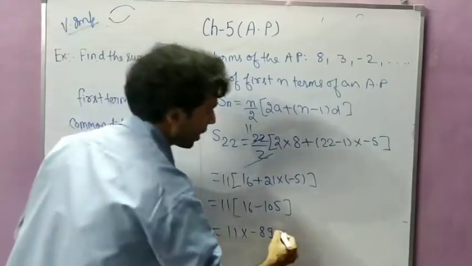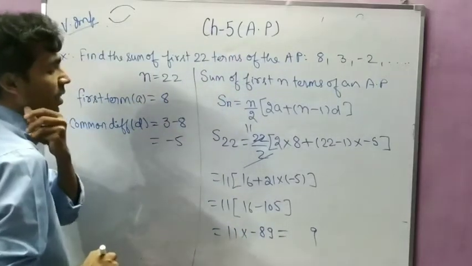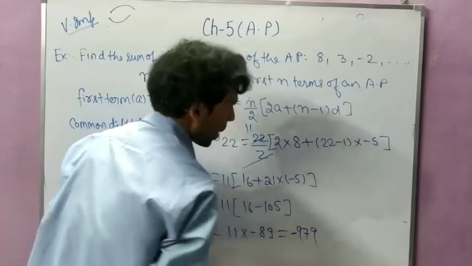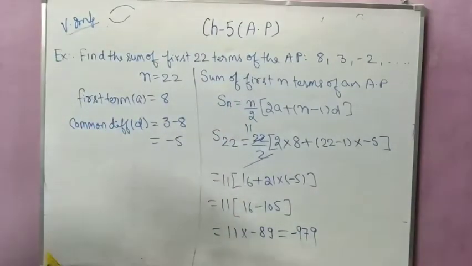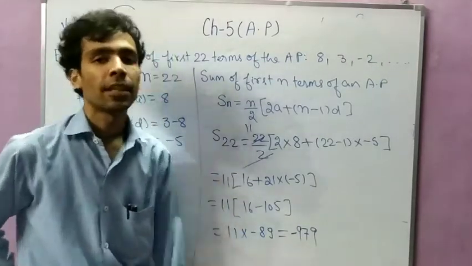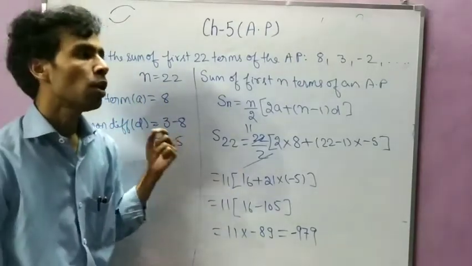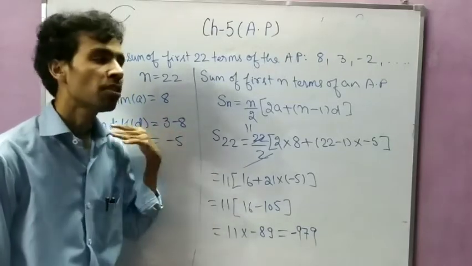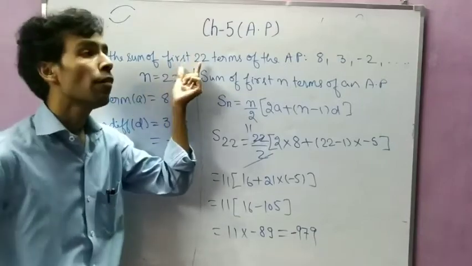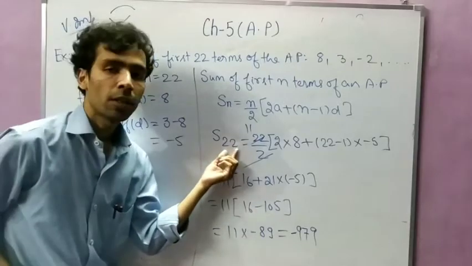So when you multiply it, 11 nines are 99, carry 9, 11 eights are 88 and 9 is 97. Minus 979. So the sum of the first 22 terms is minus 979. See how simple the method is. You just have to learn the formula and after that just apply it. It is the formula for the first n terms, and because we have to find the sum of only the first 22 terms, in place of n we put 22.